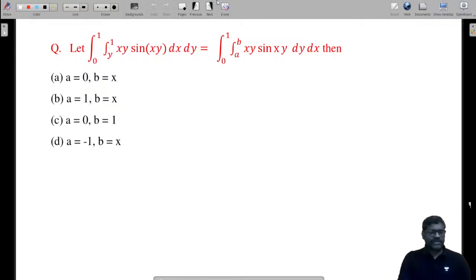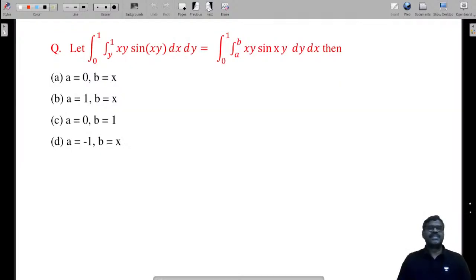Integral 0 to 1, integral y to 1, xy sin xy dx dy. By changing the order of integration, you will get new limits. What are the new limits?